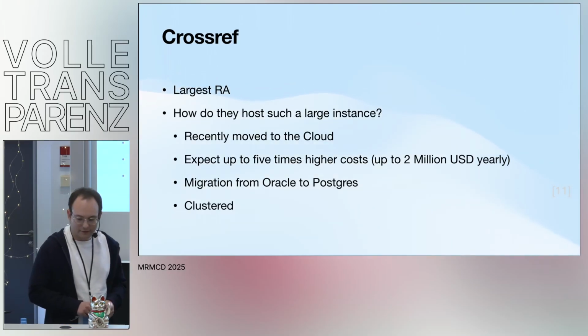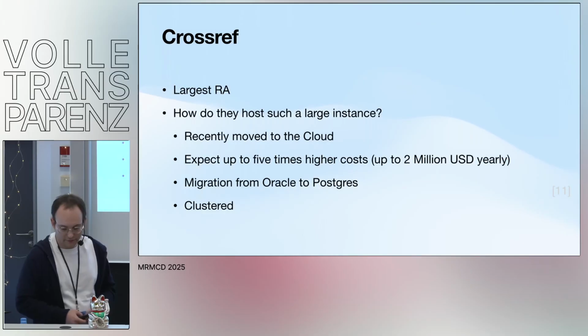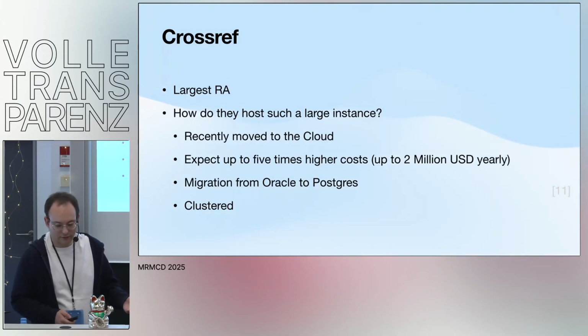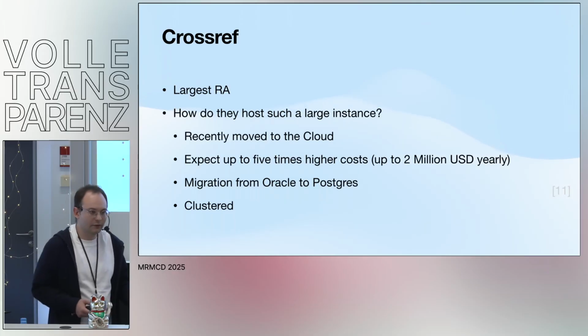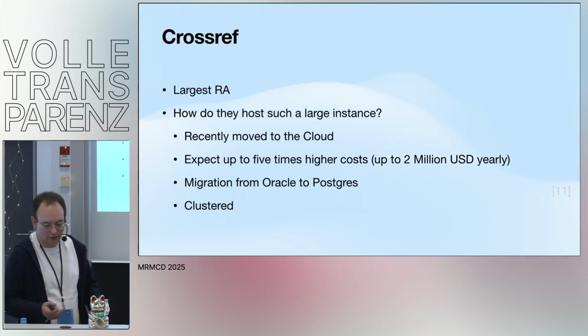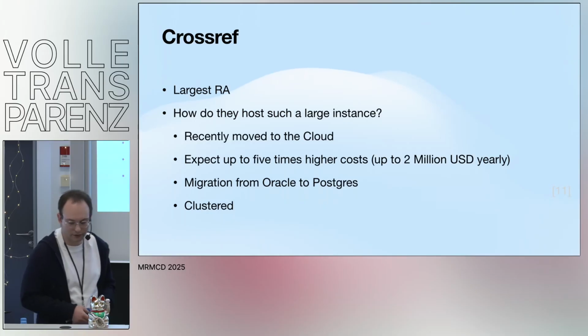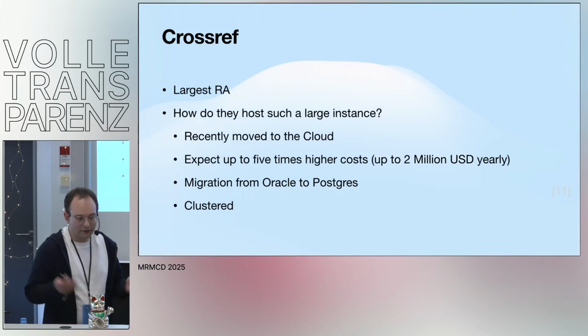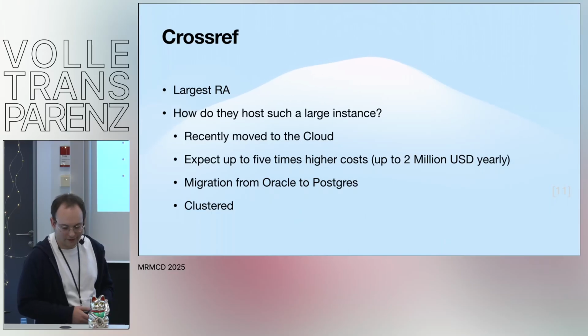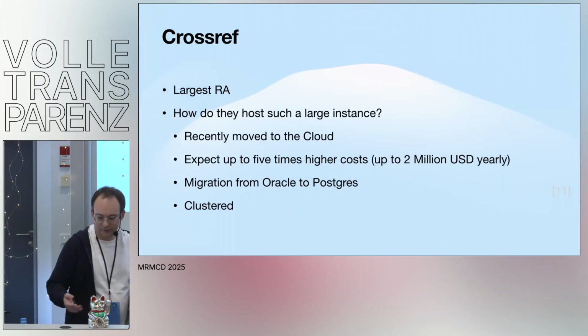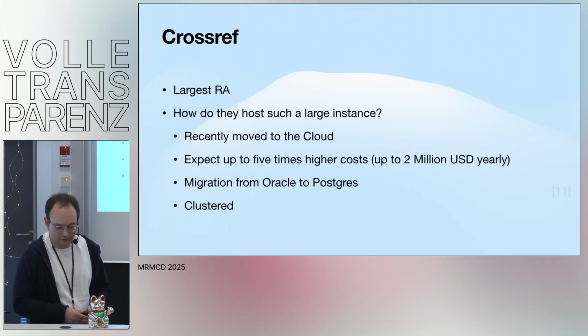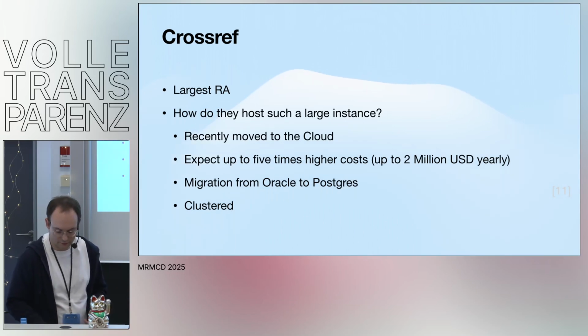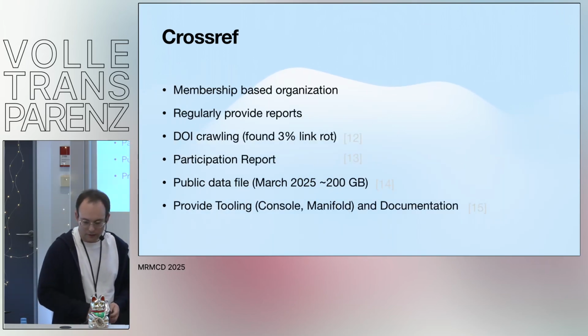They previously had dedicated servers themselves, but they decided it's not worth it. They expect higher costs associated with the cloud, up to 5 times what they had previously, and they calculate it might be up to $2 million yearly. Also, it gives you some insight: they migrated from an Oracle database to Postgres. And they also provide clustering for the software, so you have some redundancies.